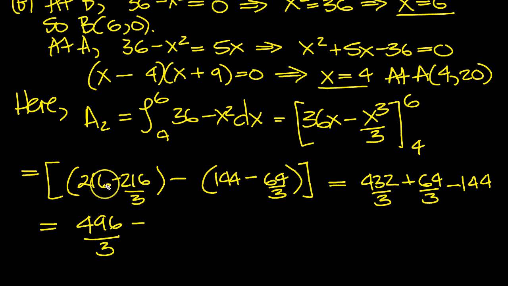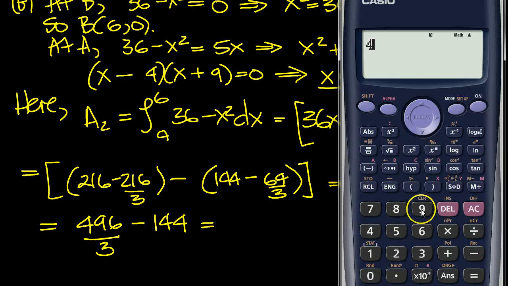I don't know if that's right. So we got 216, 432 over 3, minus 144, minus 64 over 3. So let's just tap this in the calculator so we're all happy. Right, so let's tap it in then. 496 over 3 minus 144. 64 over 3.